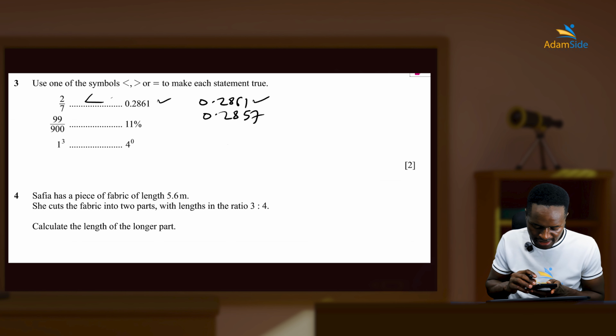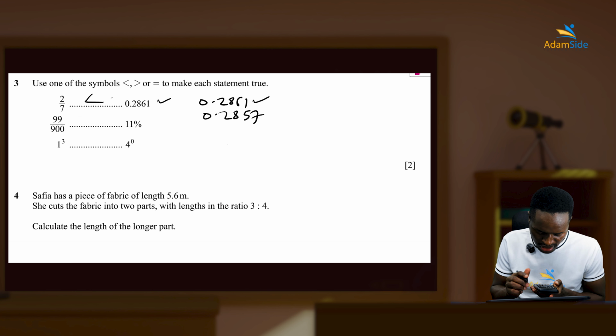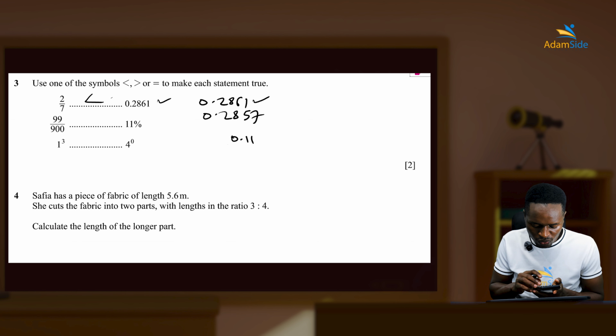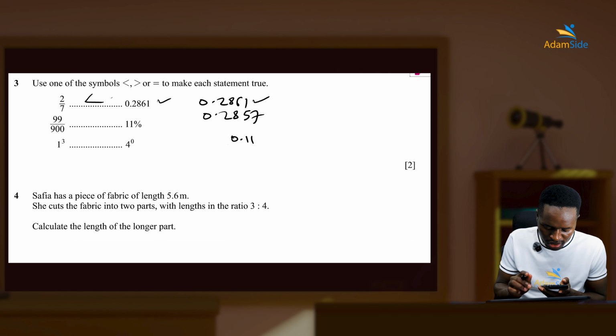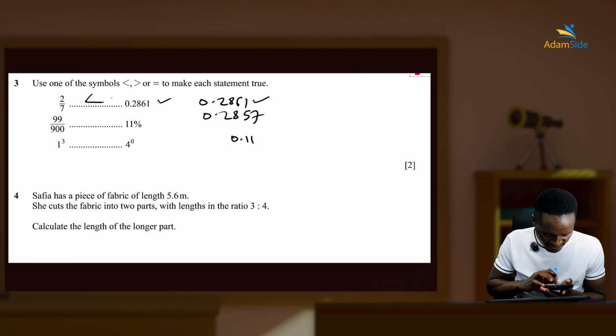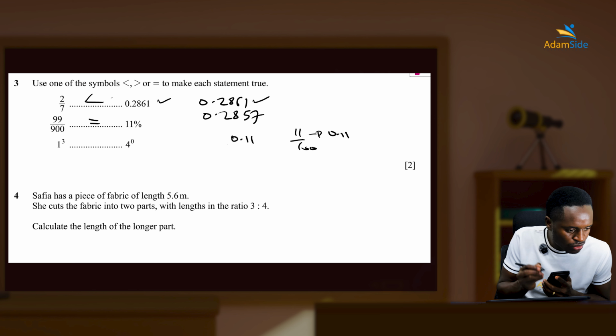And then you have 99 divided by 900, which is obviously 0.11. So 0.11 is the same as 11%. 11% is 11 out of 100. So 11 out of 100 in decimal is the same as 0.11. So this is equal to.